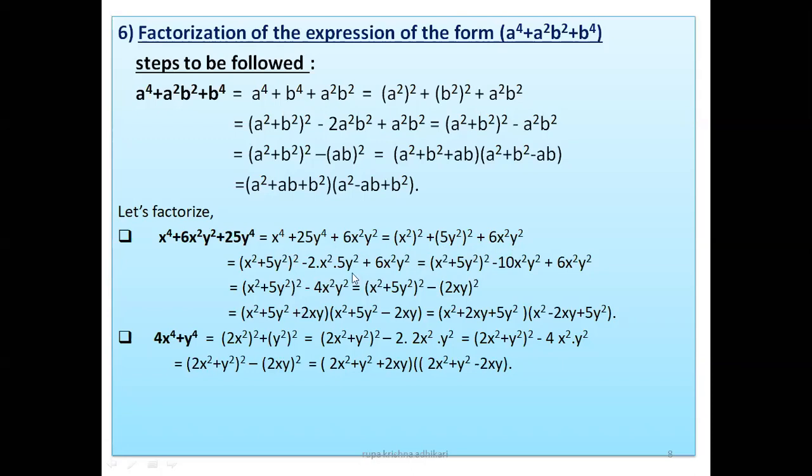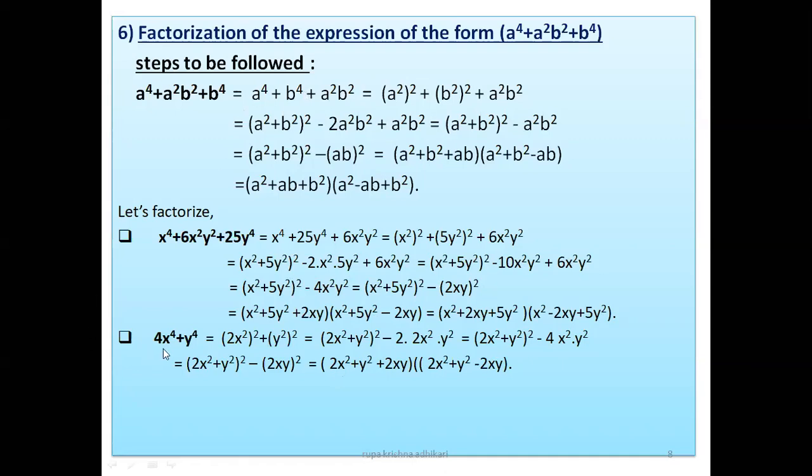Again on arranging, what do I get? 2 into 5, 10x square y square. Hence, which is again equal to, like terms are these. So minus 10 plus 6 will give you minus 4x square y square. Now clearly you can see this is of the form square minus, and this can also be written in the form of a square. Hence a square minus b square. That is (a plus b) into (a minus b). Rearrange the terms, hence your answer. Quite easy. But you need to remember the steps and the formula that is used.